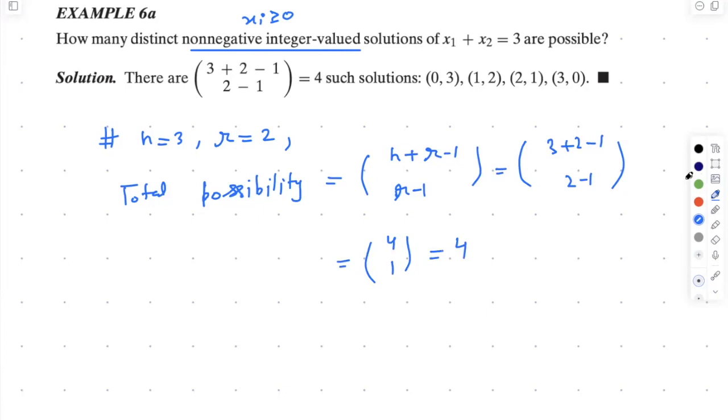And if you wish to count the possibilities, you can give x1 is 0 and x2 is 3, and vice versa. You can take 1 and 2 there, you can take 2 and 1 there, and you can take 3 and 0 there. These are the possibilities we can have. So we have divided three things into two, and anyone can get 0, anyone can get maximum 3 there, and in between 1, 2, 2, 1, everyone.